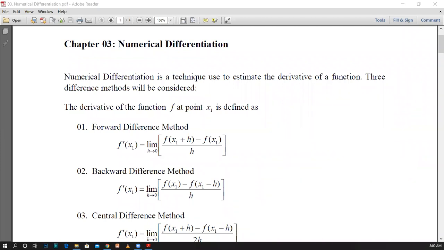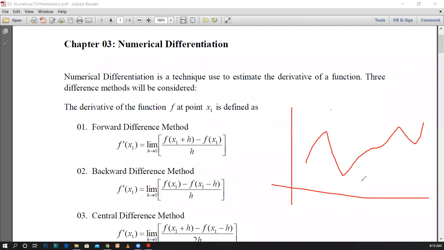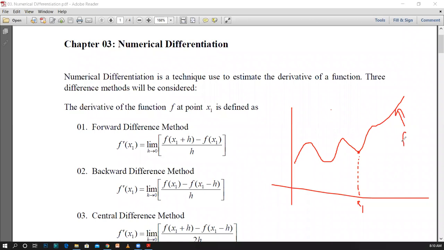Now think about the function f(x), which looks like this. If you need to get the derivative at this point, we will call this point x1. Here we have the function f(x), and the derivative of the function is f dash x, at the point we are considering, x1. Here we can use these three differencing methods.